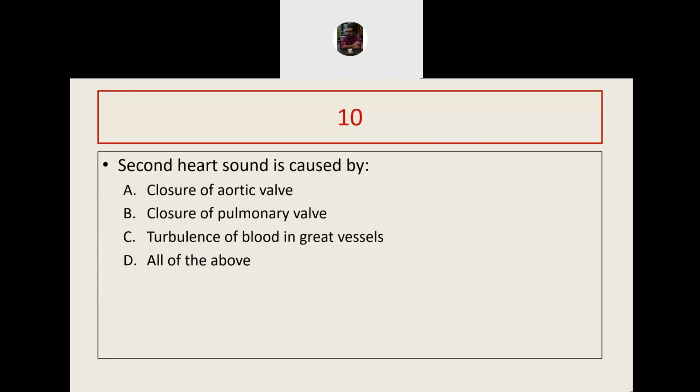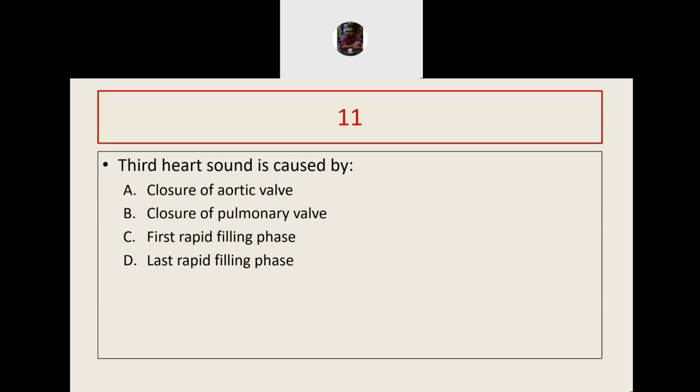Second heart sound is caused by. Very good. Again, the answer will be all of the above. Third heart sound is caused by. Yes, the answer will be C, first rapid filling phase.